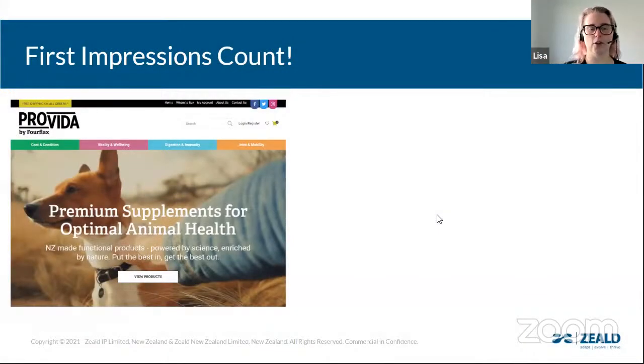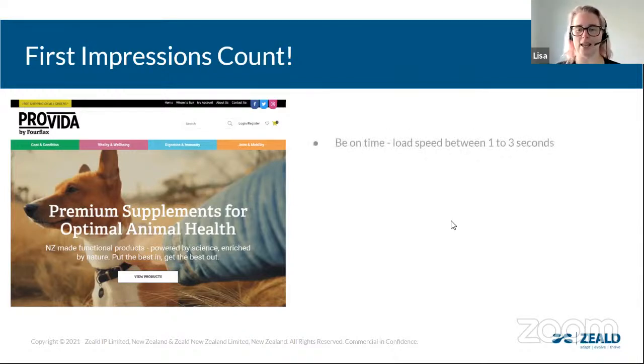So the first few things I am going to cover off, which are important, but I'm not going into too much detail on today, are items that make the first impression count. So here, be on time. Be on time means having a website that loads quickly, so between 1 to 3 seconds. Now, there will be times where it's not always going to be this quick, but if 90% of the time loading that homepage takes 1 to 3 seconds, you are going to start with a good experience.